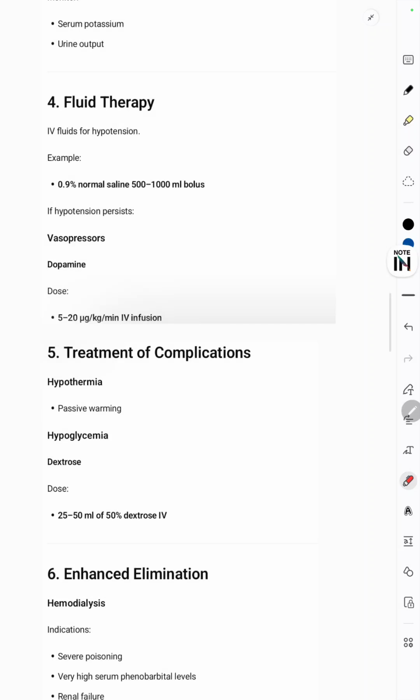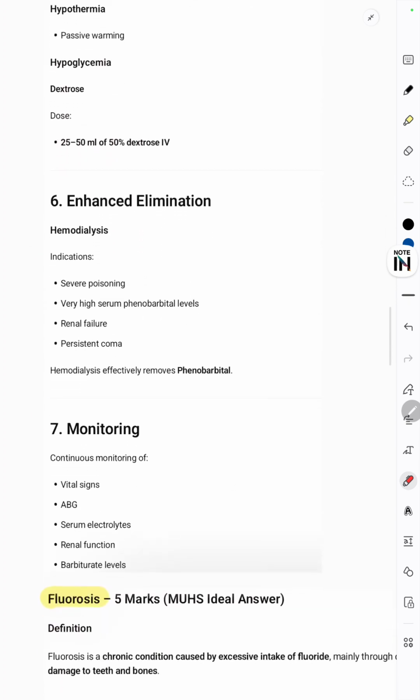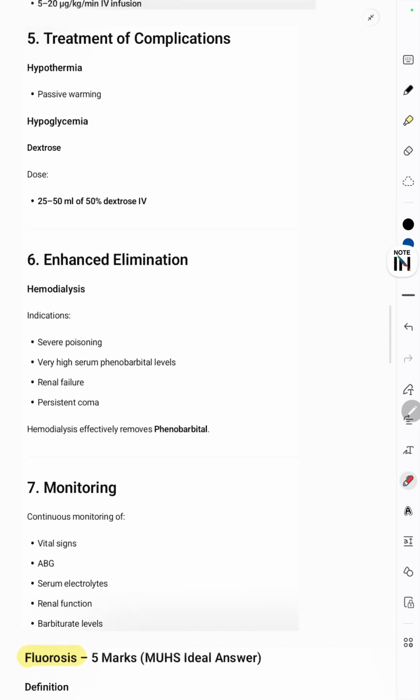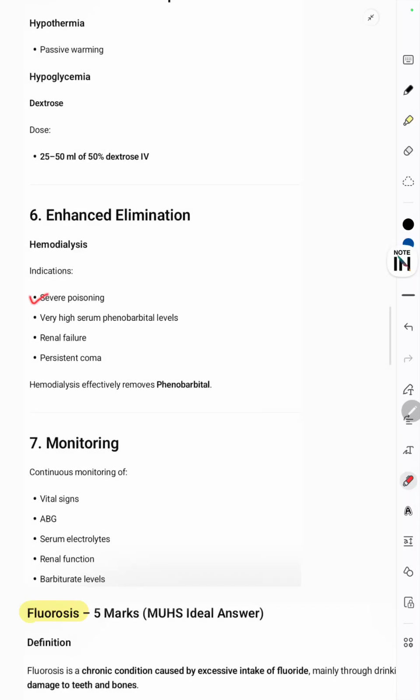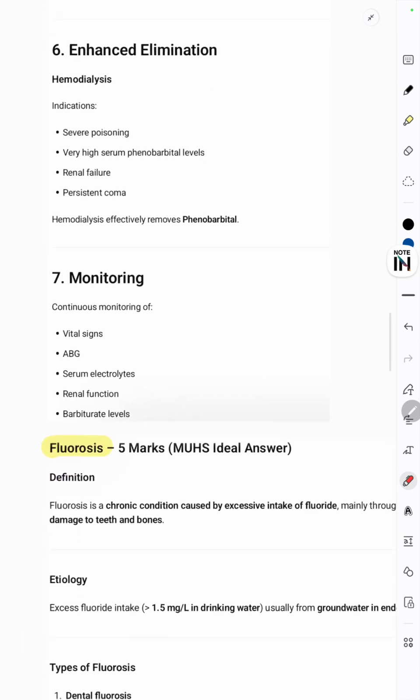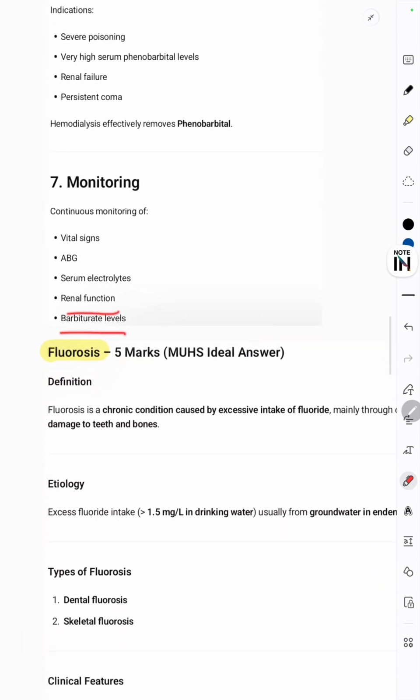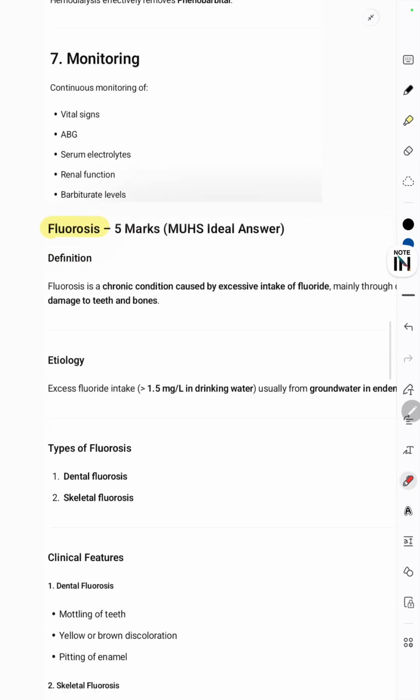Then fluid therapy. For hypotension, it will be 0.9% normal saline, 500 mL to 1 liter bolus. Vasopressors like dopamine can be given. For hypothermia, passive rewarming is done. For hypoglycemia, dextrose is given, and enhanced elimination of barbiturates can be done with the help of hemodialysis. Indications for hemodialysis are severe poisoning, very high serum phenobarbital levels, renal failure, or persistent coma. Monitoring of the vital signs, ABG, renal function, and barbiturate levels is of utmost importance.